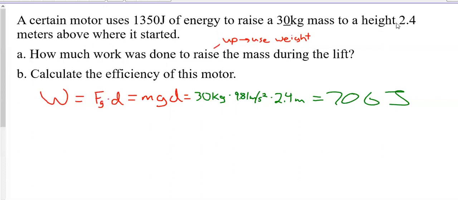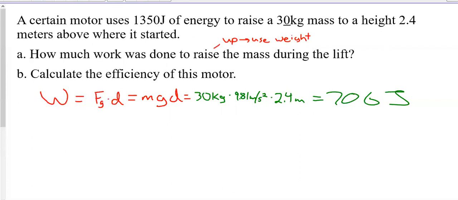That's 30 kilograms, and you want to raise it 2.4 meters. Now, this motor for the crane or whatever it is that we're using to raise it took almost twice that amount of energy. In order to make something go up, it took 1,350 joules of energy just to make this thing go up in the atmosphere.